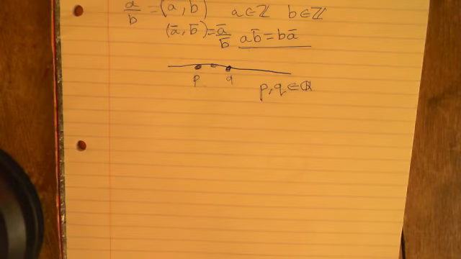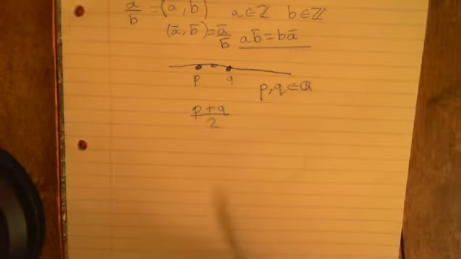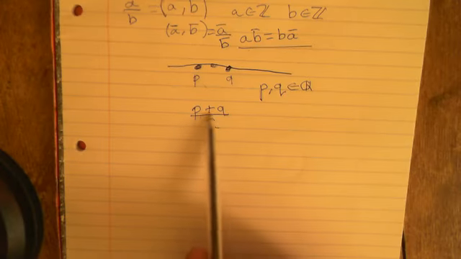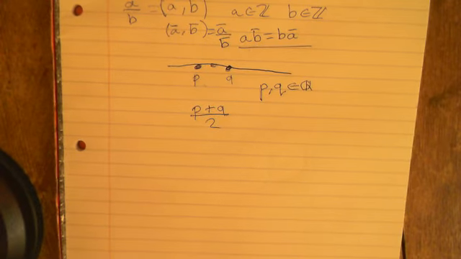Well, it's quite easy to prove. All we need to do is actually find this rational number in between them. And what about doing this? What about taking their average, P plus Q over 2? So this is going to be a rational number, isn't it? If P is a rational number and Q is a rational number, then P plus Q is going to be a rational number, and P plus Q divided by 2 will still be a rational number.